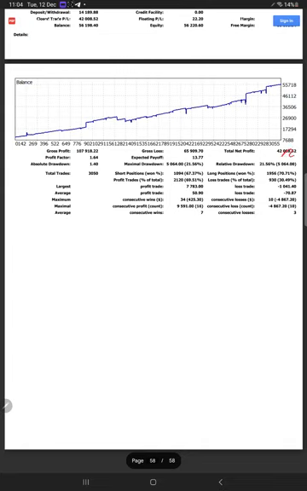Total net profit is $42,000. Total number of trades is 3,050. Profit factor is 1.64. Expected payoff is 13.77. Average profit and loss is 50 and 70.